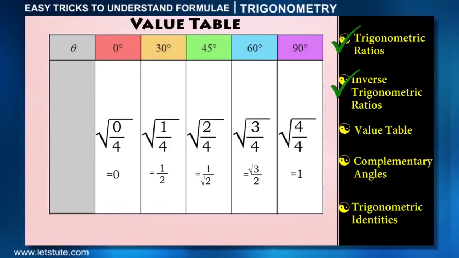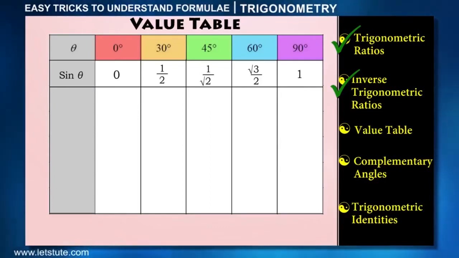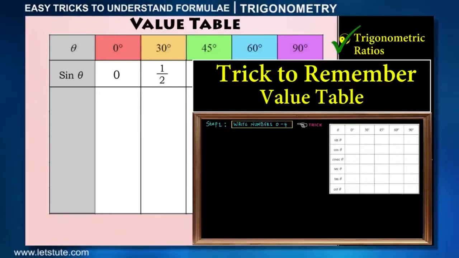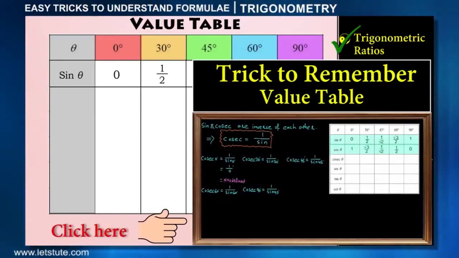And this is the value for our very first trigonometric ratio, sine. We read it as sine 0 is 0, sin 30 is half, and so on. Now recall, we have already learned this trick and its logical explanation too in one of our sessions. So if you wish to watch that particular session, you may click here.